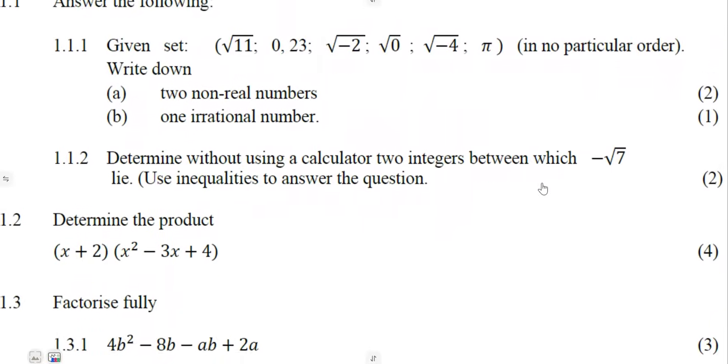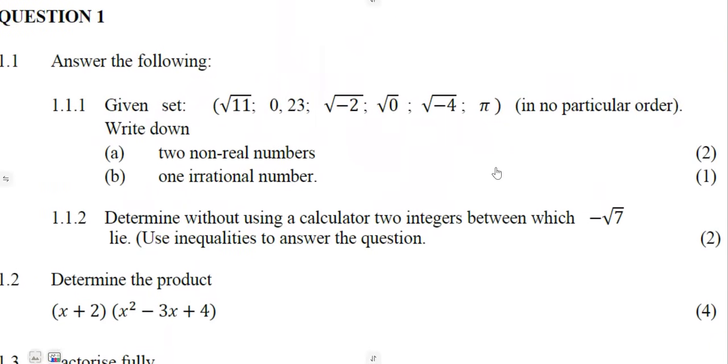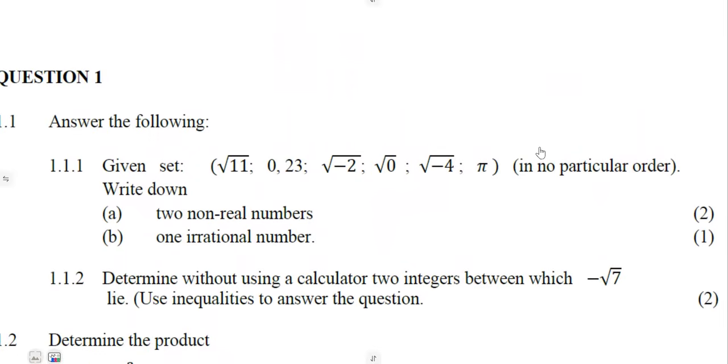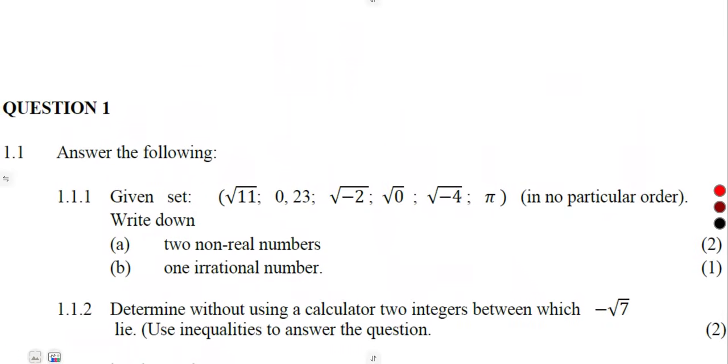So this was question number one. We had mixed questions here. The first part, 1.1.1, is to answer the following given set. This is the set of numbers that we are given, square root of 11 and so on, in no particular order. So this is not in any order. Write down two non-real numbers.